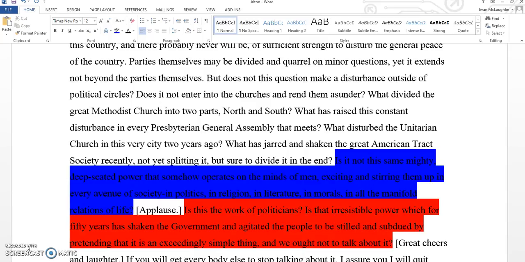So really, Lincoln sets out in his debate statement at Alton to argue that the expansion of slavery is the root cause of America's problem. Not only is it the root cause of America's problem, it's also a moral wrong, and slavery must be put on its path toward, as Lincoln would say, its ultimate extinction.